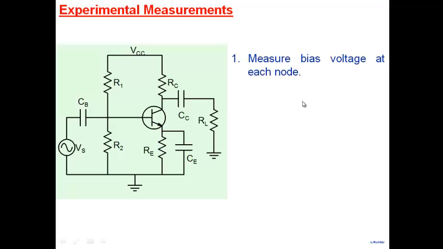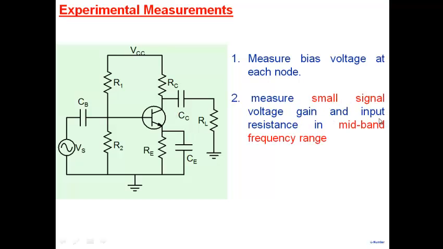Just go ahead and come to the lab, breadboard it, and measure the bias voltage at each node. That's the starting point of all measurements. Next thing is to measure small signal voltage gain and input resistance in the mid-frequency range. You have to make sure that you're in the mid-band range. The way you make sure is that as you increase or decrease the frequency, the gain is not changing.